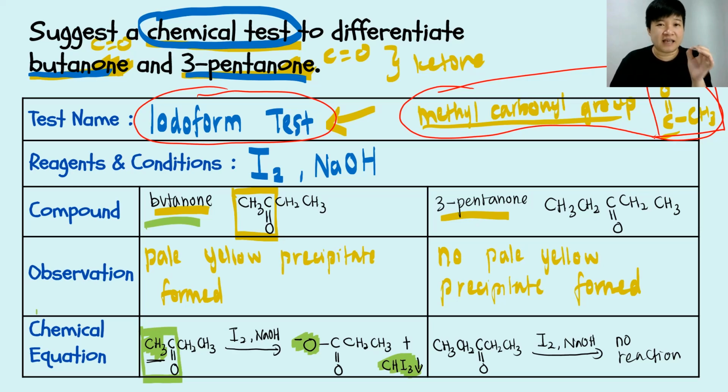And that is the end of this video. So I hope you understand the use of these 3 tests, your Brady test, your Tollens test, and your iodoform test. Make sure you know the function of the test, the chemical reagent and condition for the test, the observation, and also the chemical equation of the test. Always remember the function of the test before you use them. You need to know why we are doing the test. Okay? And I hope this video helps you to understand your chemical test of carbonyl compound.